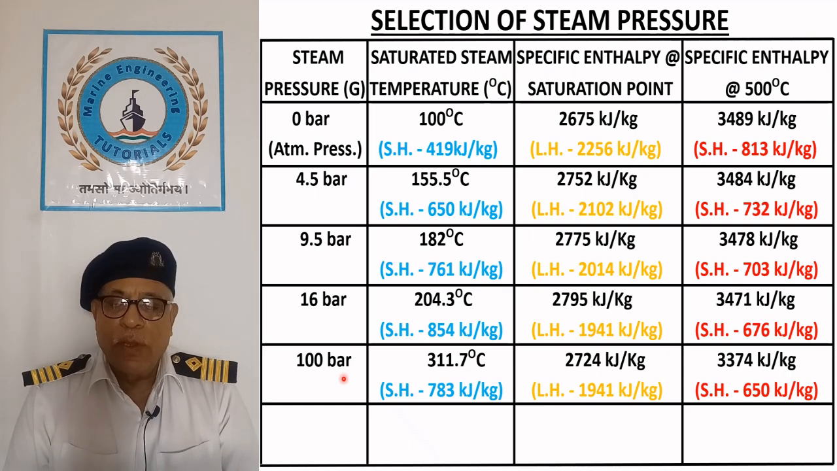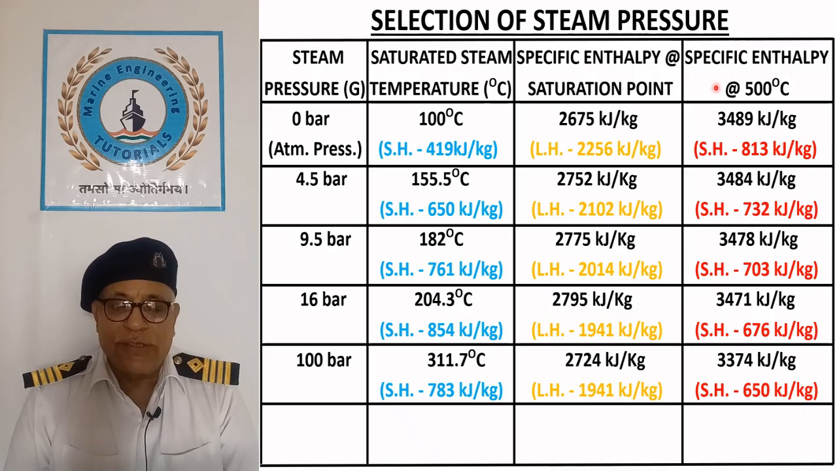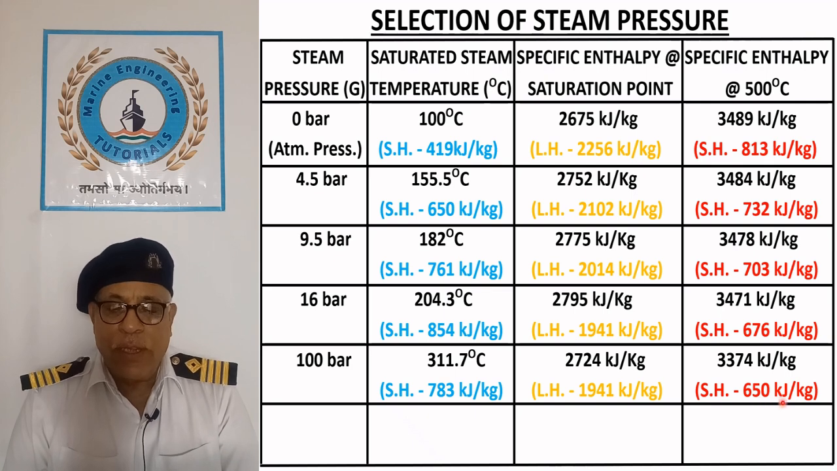At 100 bar steam pressure, the specific enthalpy of saturated steam is 2724 kilojoule per kg, inclusive of 783 kilojoule per kg sensible heat and 1941 kilojoule per kg of latent heat. When superheated to 500 degrees Celsius, it gains an additional 650 kilojoule per kg of sensible heat, giving a total enthalpy of 3374 kilojoule per kg.